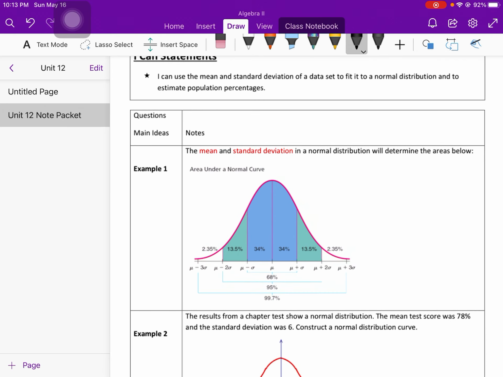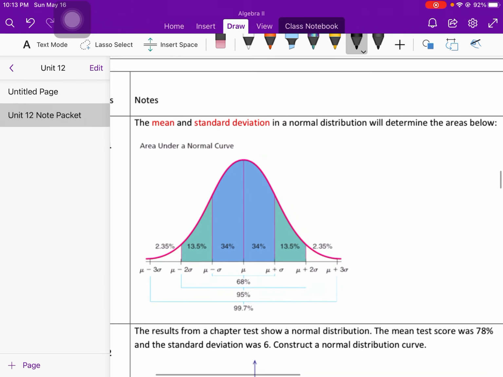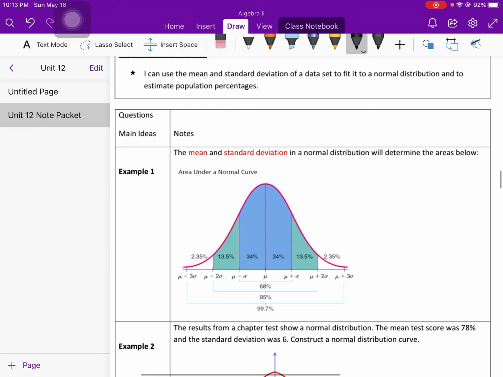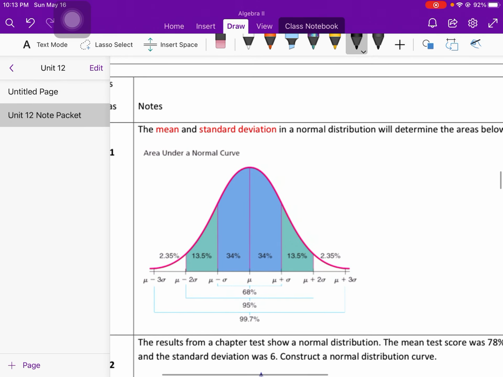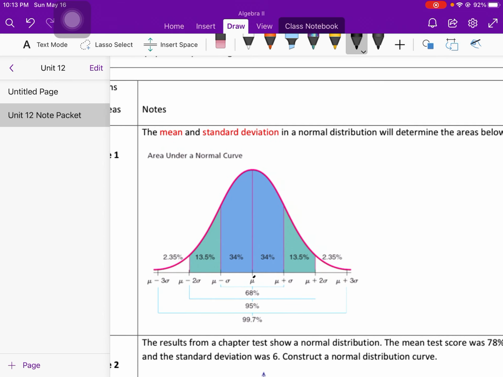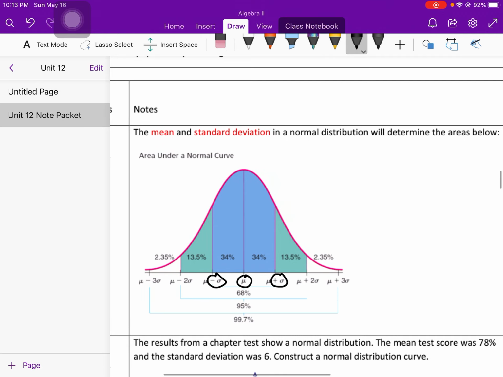So in example 1, the mean and standard deviation in a normal distribution will determine the areas below. We're always assuming that we have a normal curve. There are different types of curves when it comes to statistics, and this is one where it's distributed evenly from the mean and then goes out certain standard deviations. The mean is right here in the middle, so whatever our average is goes in the very middle point. Then we will add and subtract standard deviations, three times both ways. So we have 1, 2, 3 adding, and 1, 2, 3 subtracting as well.